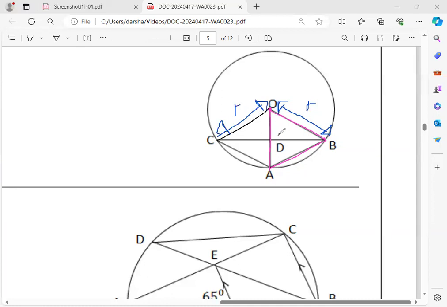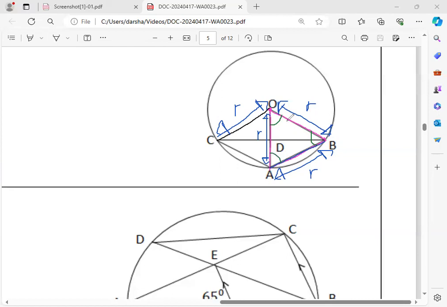and this OA is also R. From the center to a point on the circumference, it is R. So if this is R, parallelogram, no? Yes. So if this is R, what is this length? This is also R. So it's an equilateral triangle. It's an equilateral triangle. So this angle and this angle all should be 60.